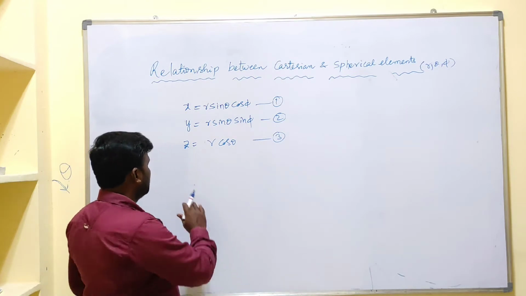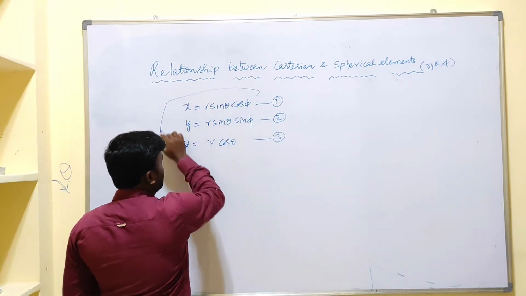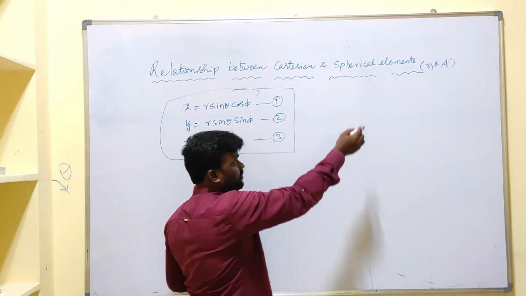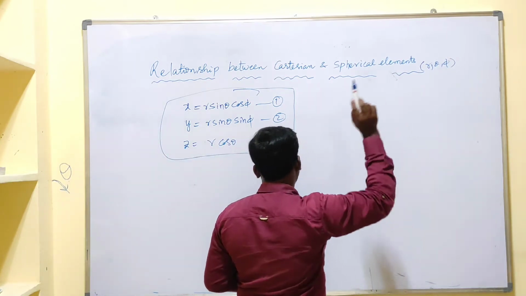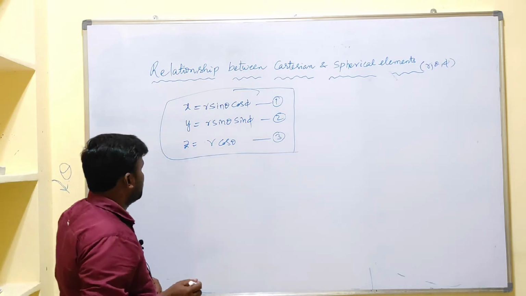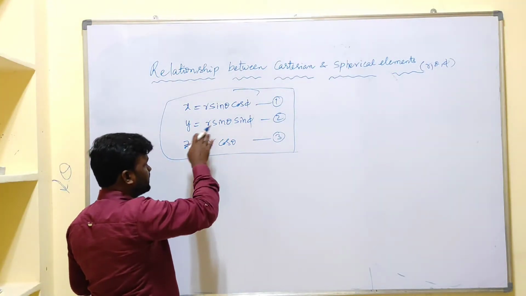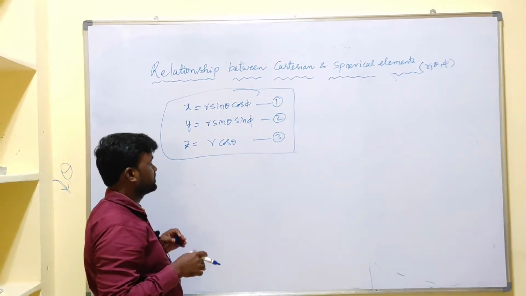Okay, now here we got Cartesian elements x, y, z in terms of what? Spherical elements, that is r, theta, phi. Okay, now we require r in terms of x, y, z, theta in terms of x, y, z, and phi in terms of x, y, z.